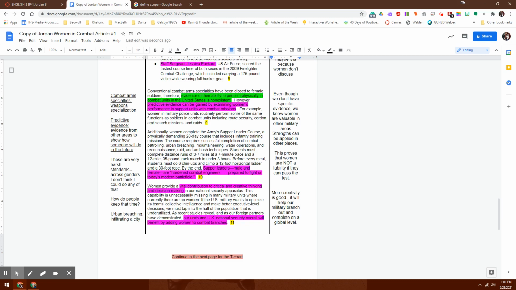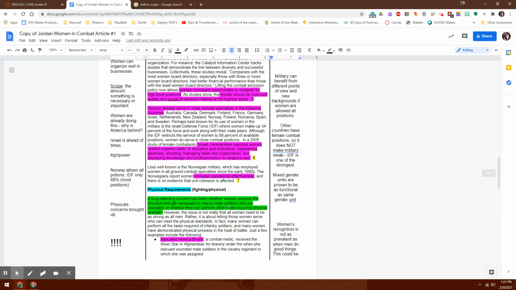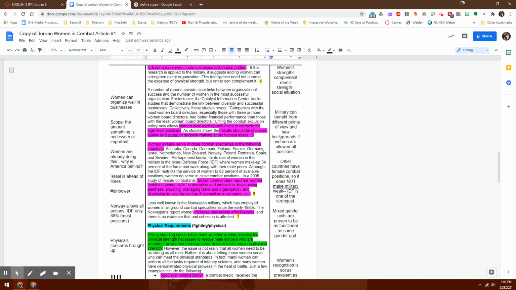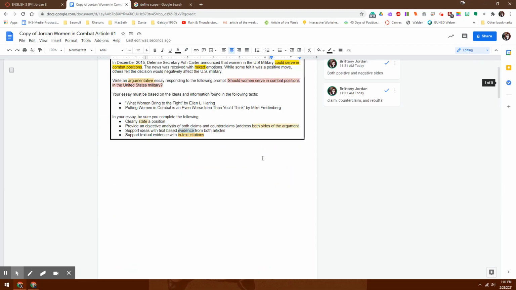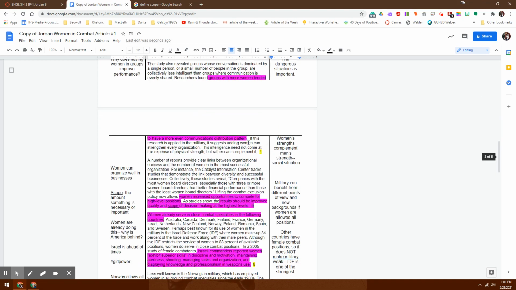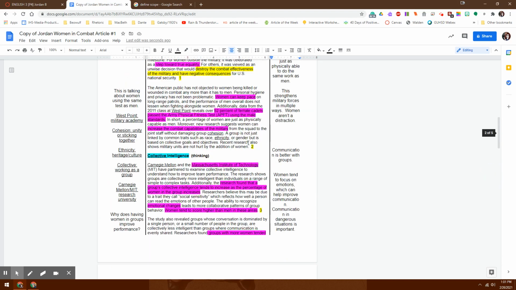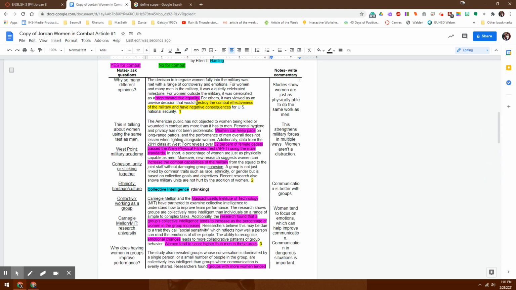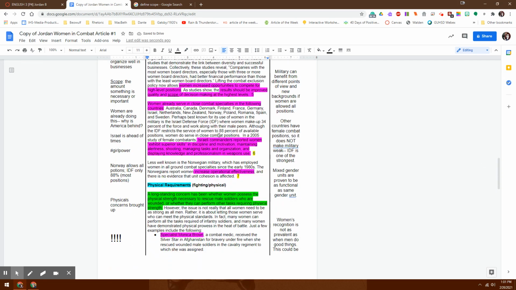Okay, so that looks like a lot of annotations that we've done, and it is. So it is kind of an intensive process, but let me change this to green. I apologize for that. It will help you when you go to do your writing, okay?